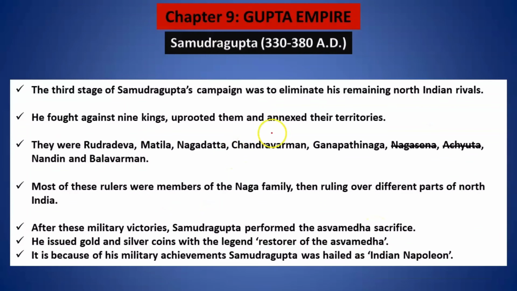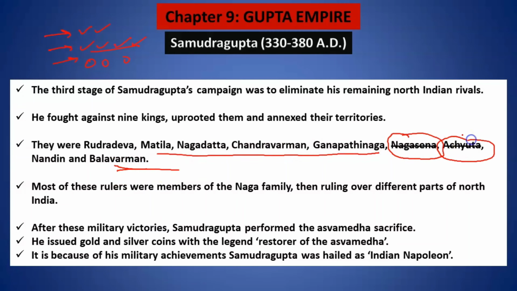Now, if you remember, I told you that his ruling policy was in three steps. First, he defeated a few North Indian rulers, then South Indian or Dakshinapatha rulers, then the remaining North Indian rulers. So these are the names of the nine North Indian rulers, out of which two he already destroyed in the first stage. In the third stage, he defeated the other members also.